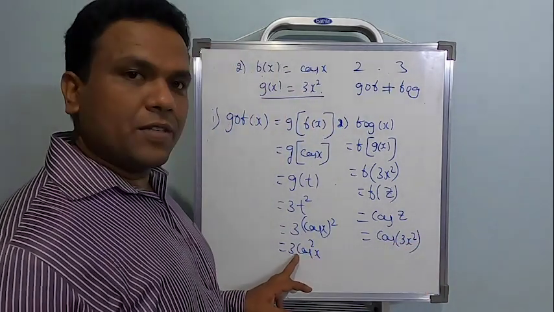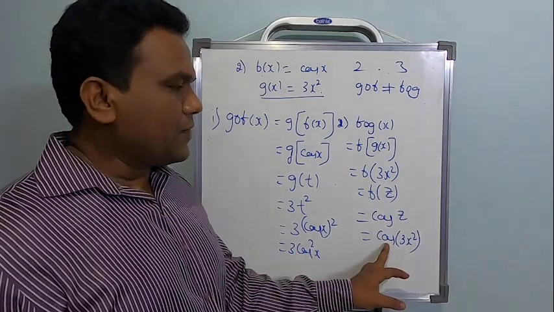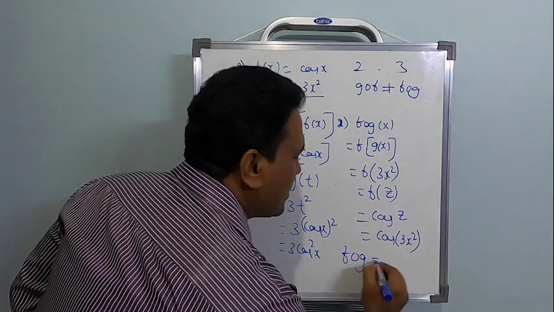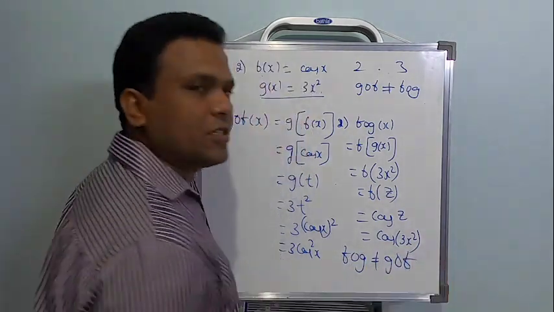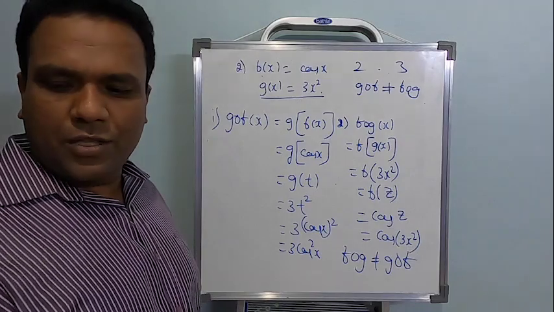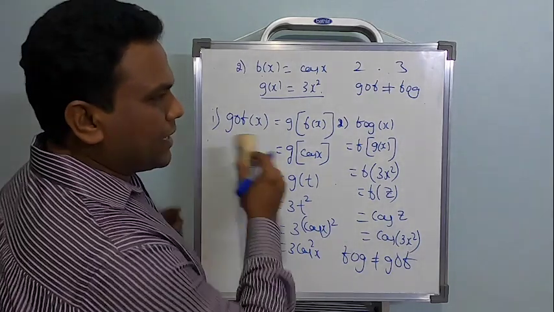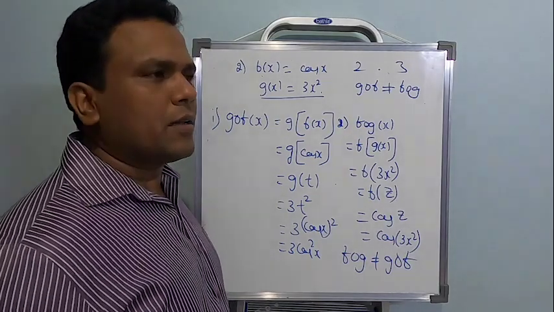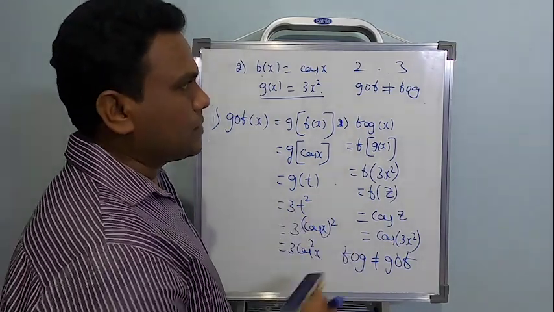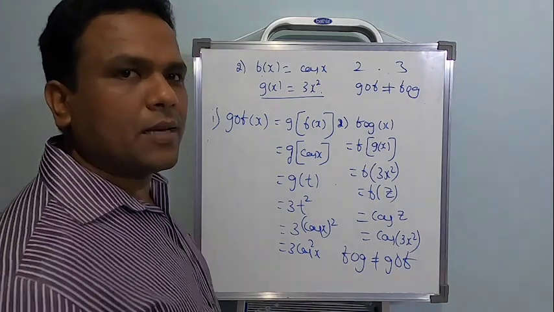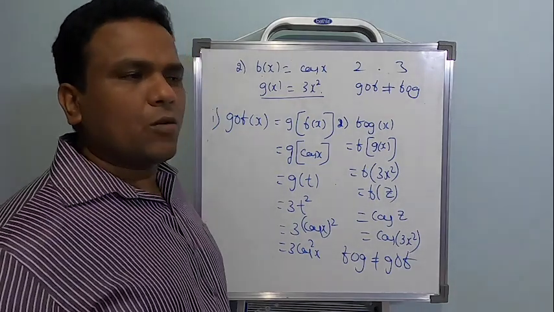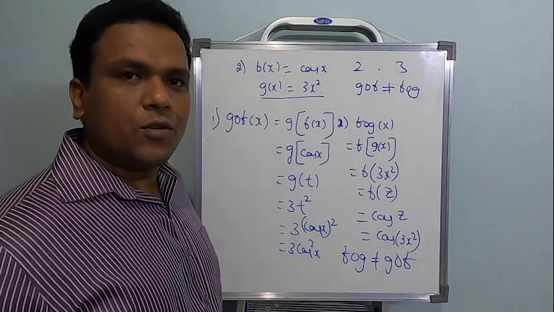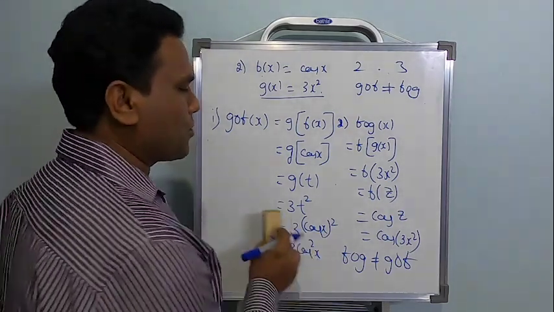g of f is 3 cos square x. f of g is cos 3x square. Certainly f of g is not equal to g of f. That's how it should be done. So take care. This composition of functions is a simple concept actually. Hardly a few problems. This is one of the worked examples. There are 1 or 2 problems in the exercise problems also. But definitely they will be asking this concept for 2 marks or 3 marks. It depends on the problem.